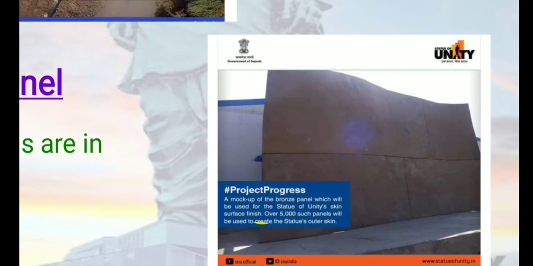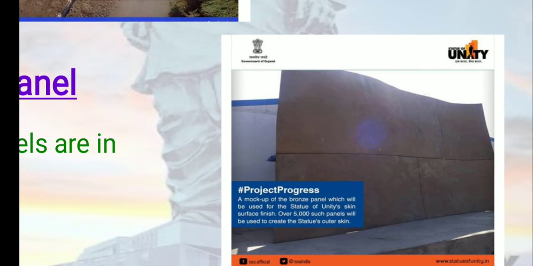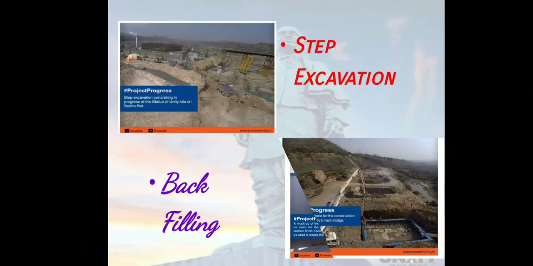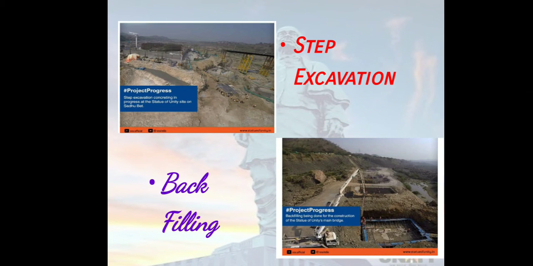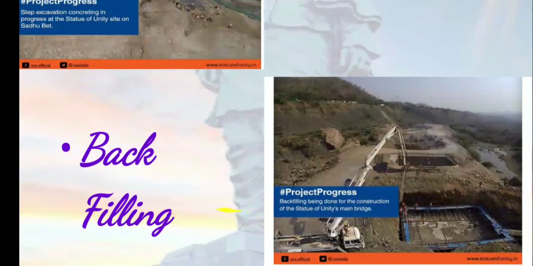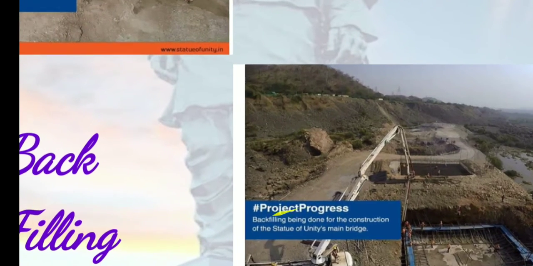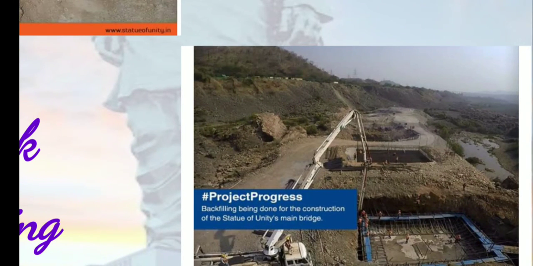We can also see the image of a single bronze panel. Similarly, they have used 5000 bronze panels. The final stages of the construction of the statue are step excavation and backfilling. Backfilling is nothing but the refilling of void spaces with the excavated rock. In the initial stages, the rock is excavated and kept aside. That rock is again reused as refilling material in these voids.